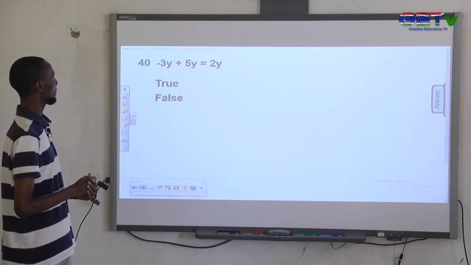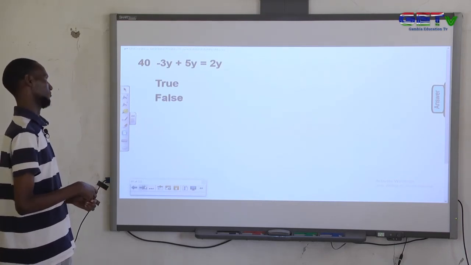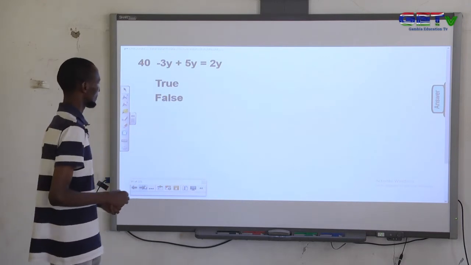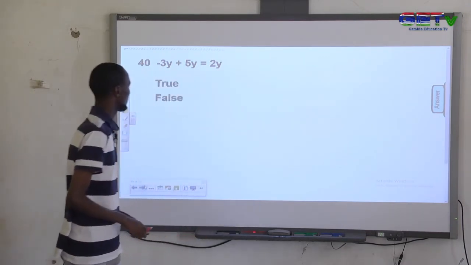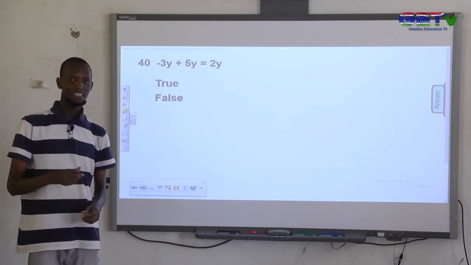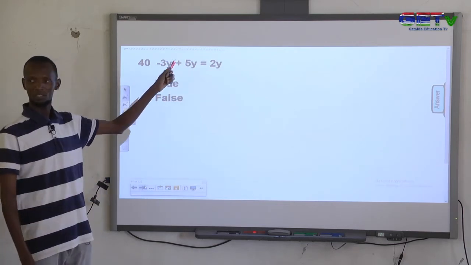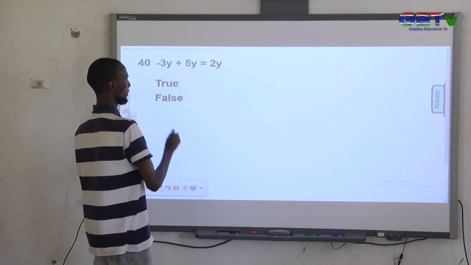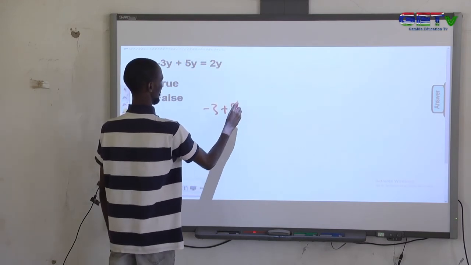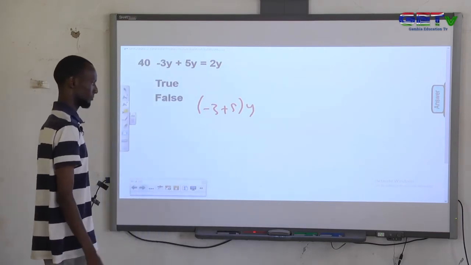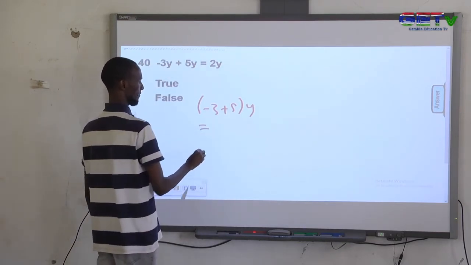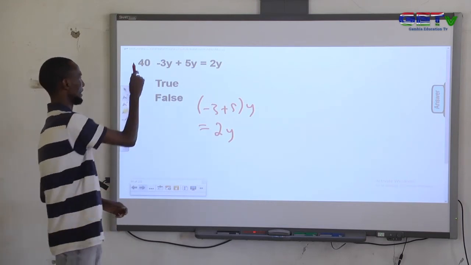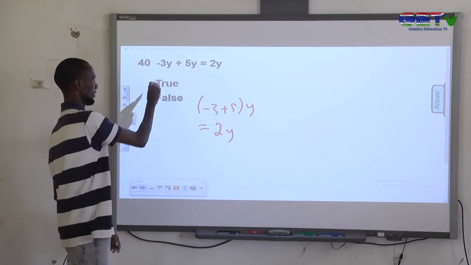Now, will negative 3y plus 5y be equal to 2y? Again, first, are they like terms? Yes, they are like terms because they contain the same variable raised to the same power. So we can add them. If we add the coefficients, which are negative 3 plus 5, and then maintain our variable, obviously negative 3 plus 5 is 2, and then maintain our variable y. That makes this a true statement because negative 3y plus 5y will simplify to 2y. So this is true.